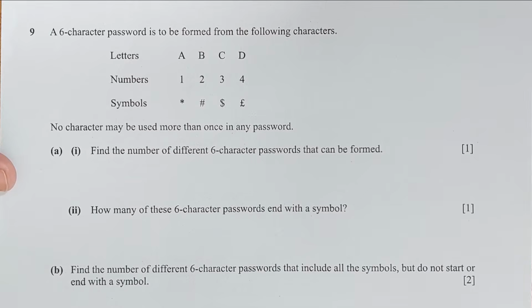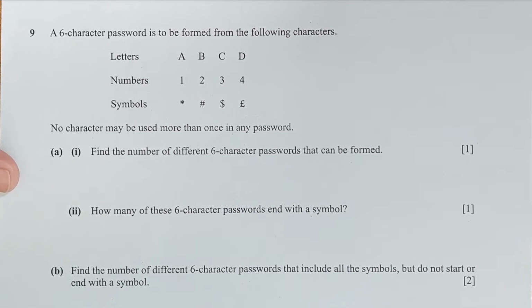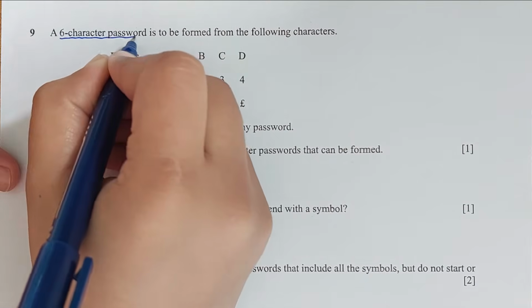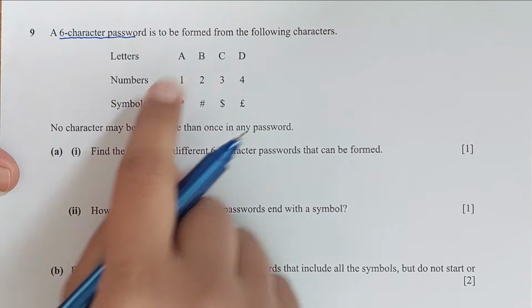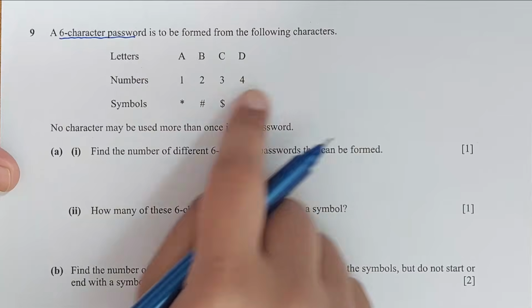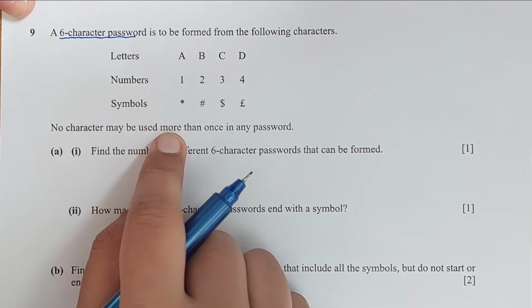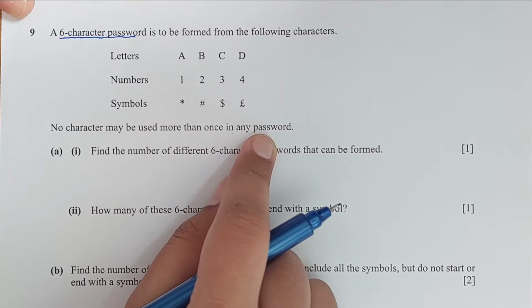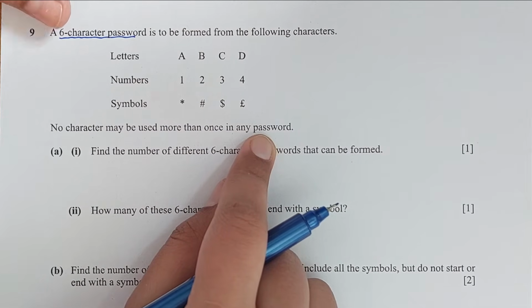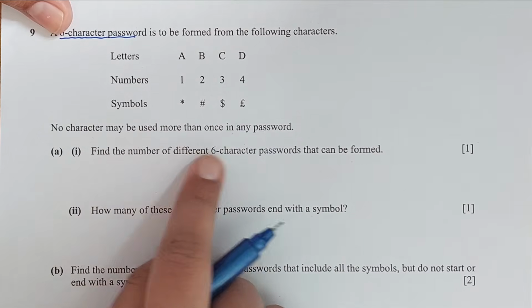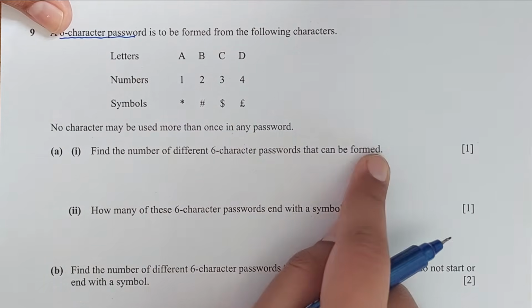Question number 9. A 6-character password is to be formed from the following characters. So it should be a 6-character password: letters, numbers, and symbols. There are 4 letters, 4 numbers, and 4 symbols. No character may be used more than once in any password. It's a permutation question, no repetition. Part A1, find the number of different 6-character passwords that can be formed.